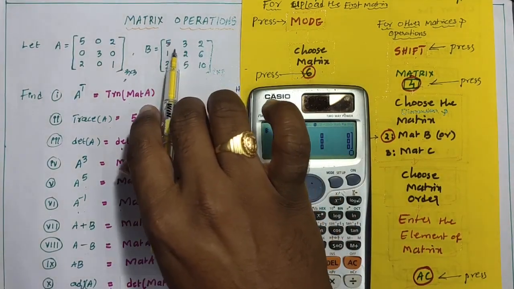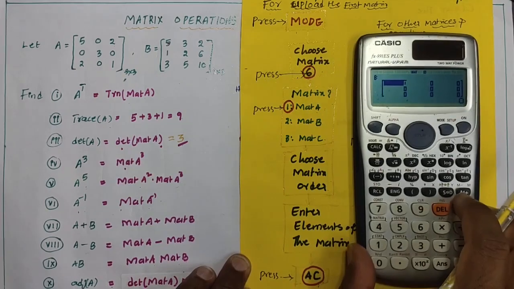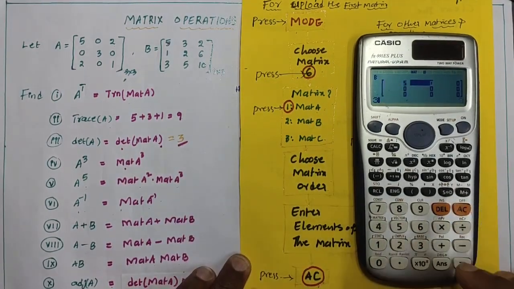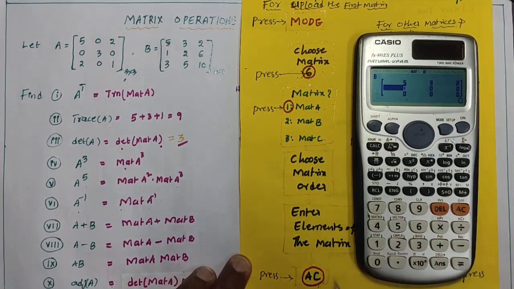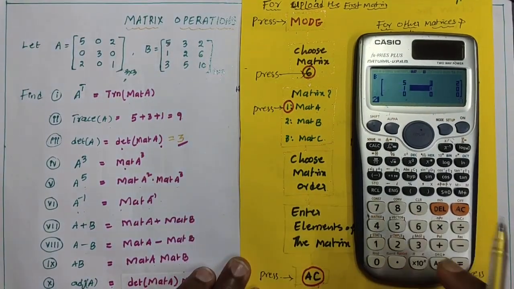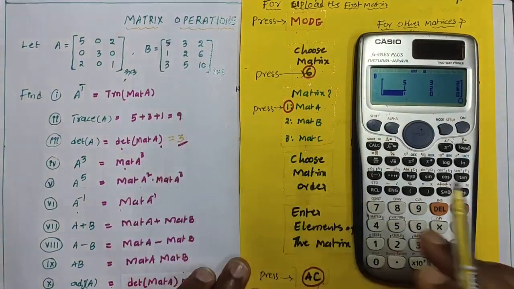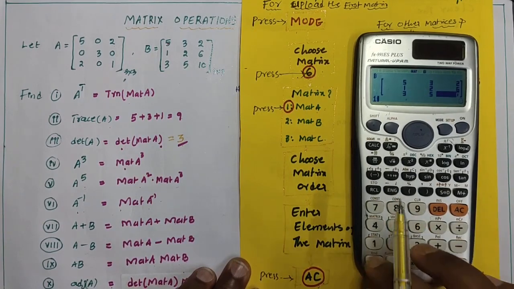Now I am entering these values in the calculator. 5, 3, 2. Next the second row elements are 1, 2, 6. 1 equal, 2 equal, 6 equal. Next row elements 3, 5, 10.